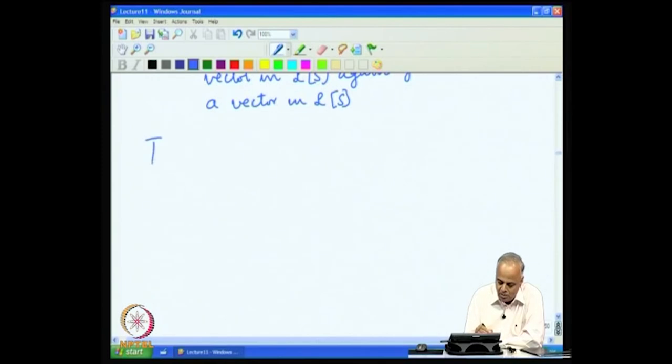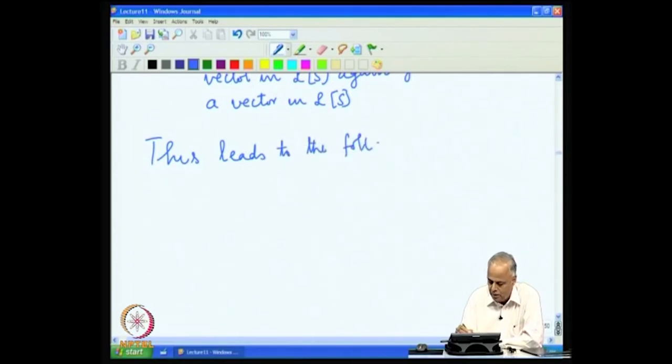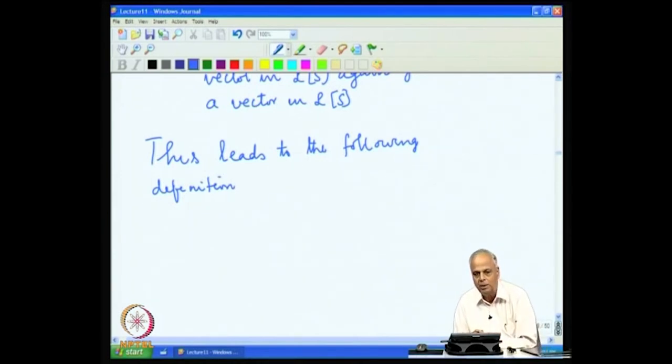This leads to the following notion of subspaces. This leads to the following definition. Any such collection which is closed in this sense with respect to addition and scalar multiplication, or which is saturated as far as construction is concerned. You try to do anything out of them, you will still be there, you will not be constructing anything new. So, we have the following definition.